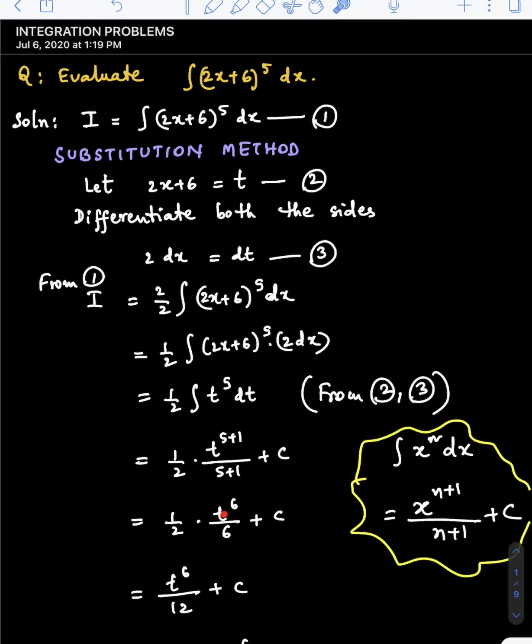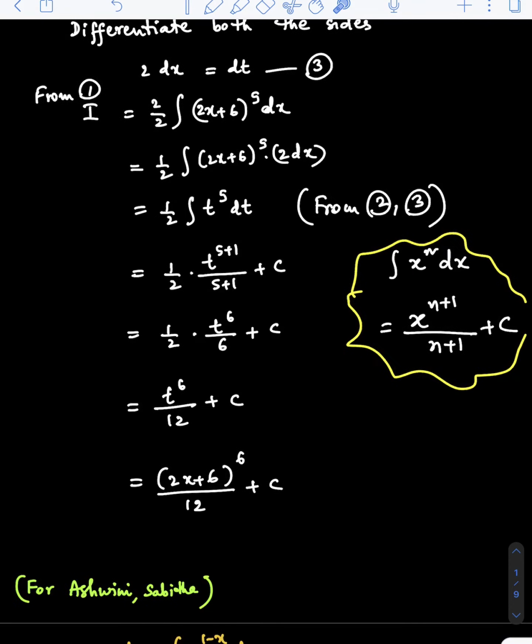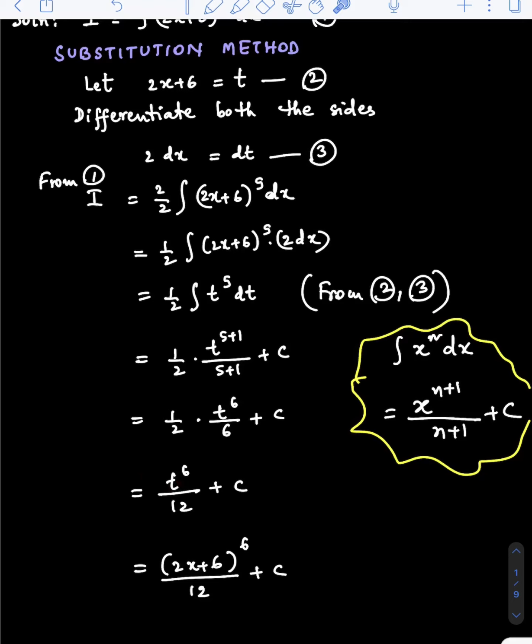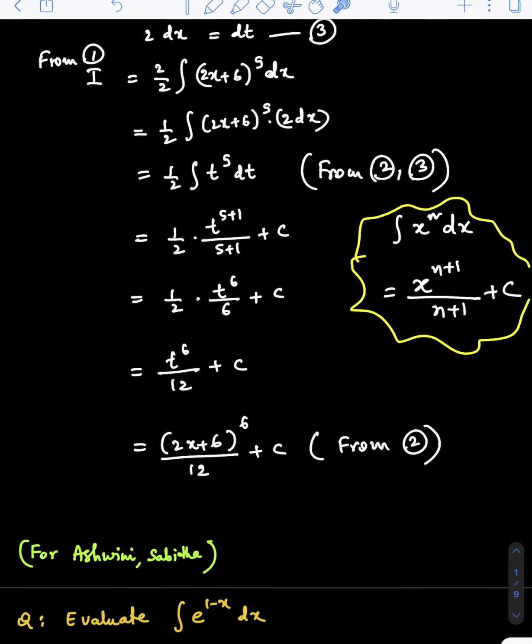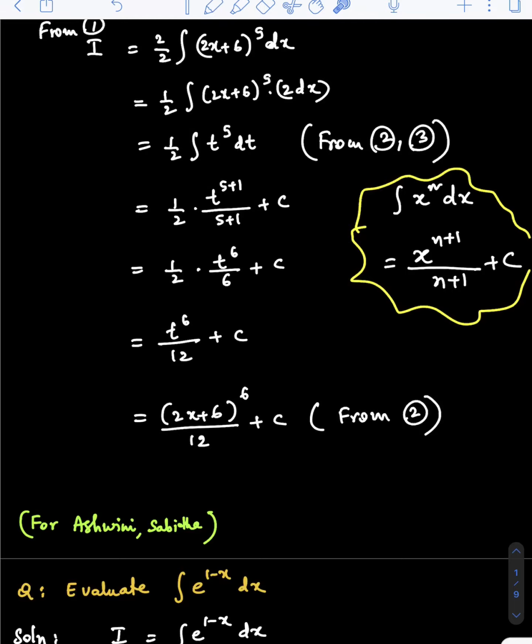So 6 times 2 is 12, t power 6. After simplification, in place of t, we have to write 2x plus 6. So we take (2x plus 6) whole power 6 by 12 plus c. From which step are we taking this? T is replaced, means from equation 2. You can go and see 2: t is 2x plus 6. So in place of t, we are taking 2x plus 6. This is the answer. This question is for Ashwini Sabita.